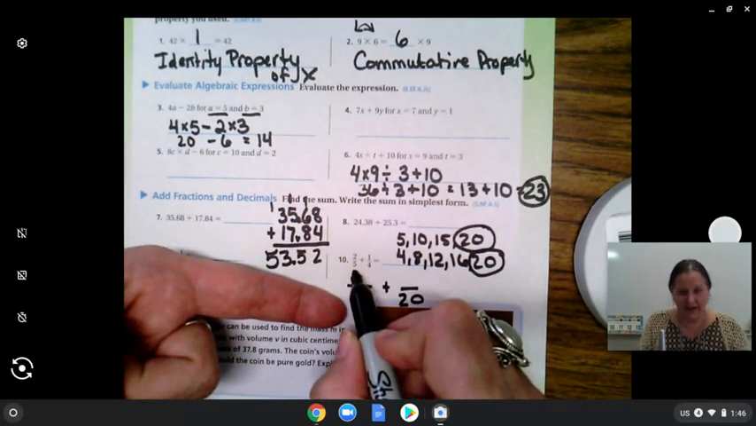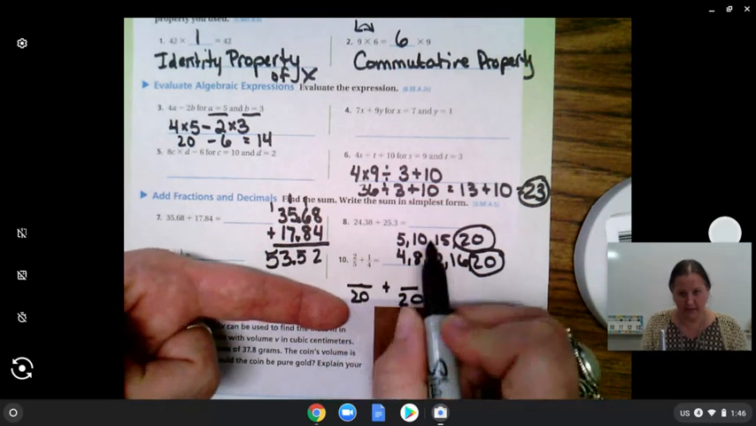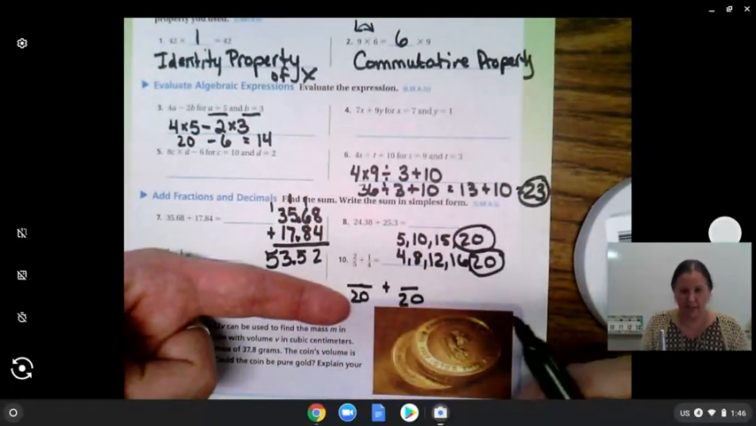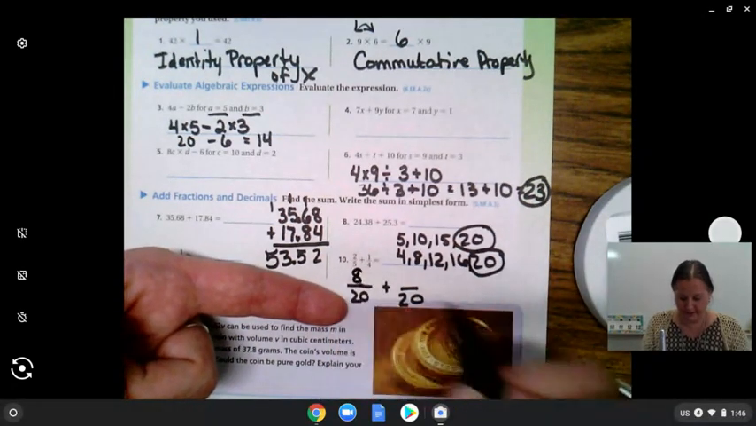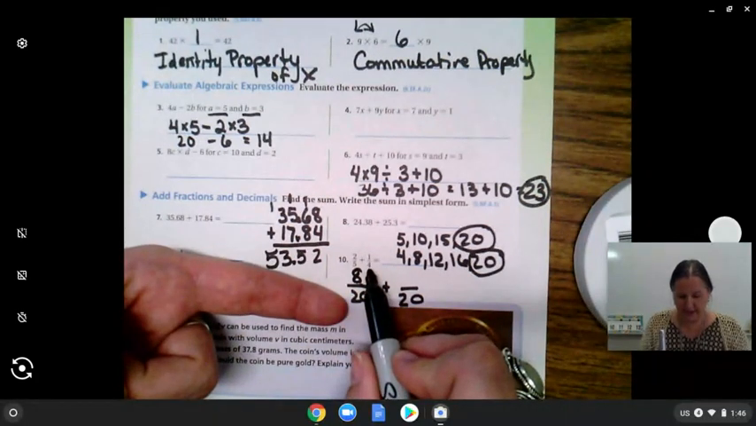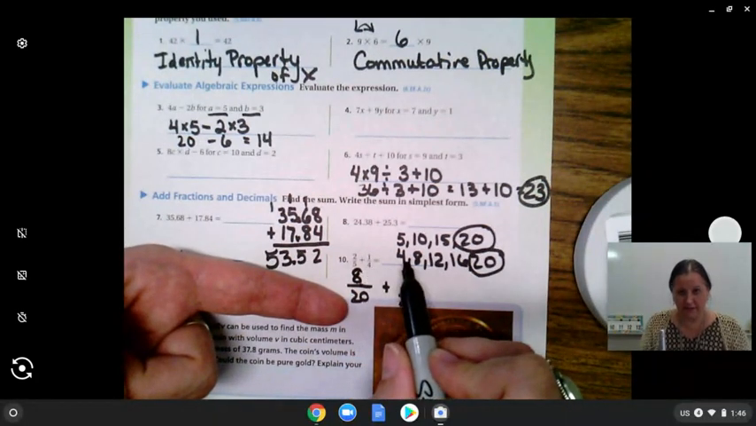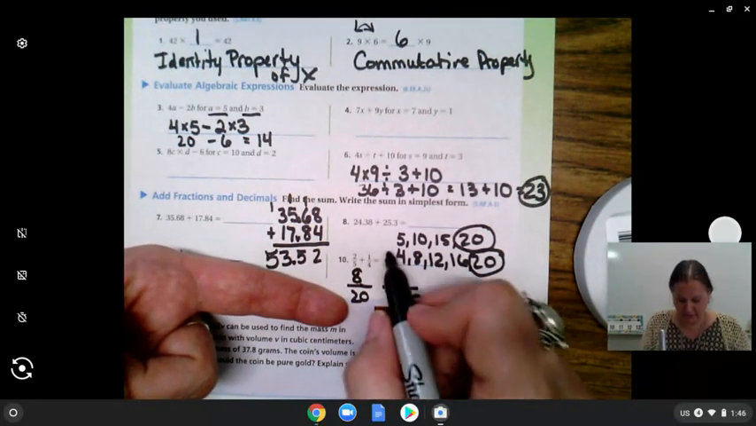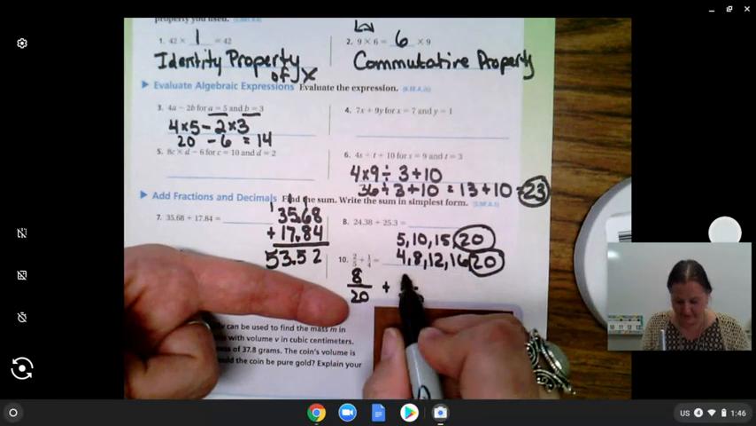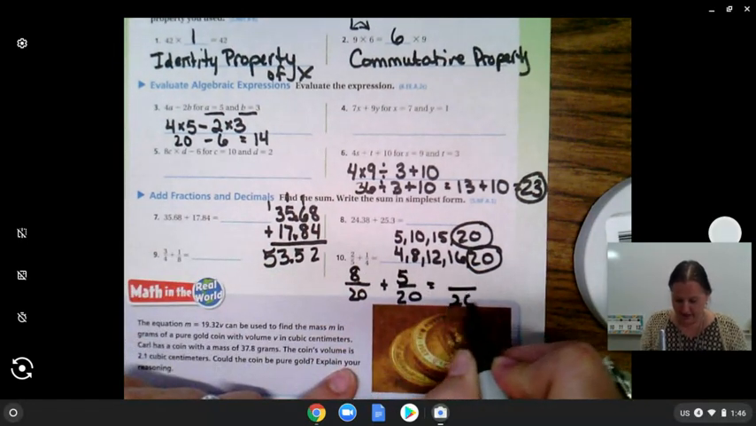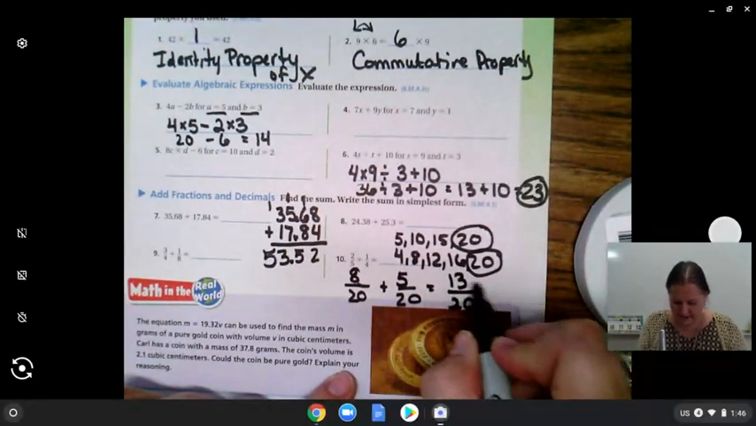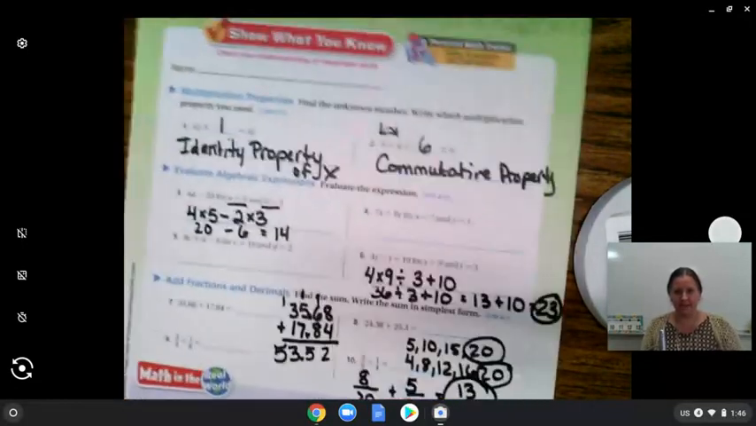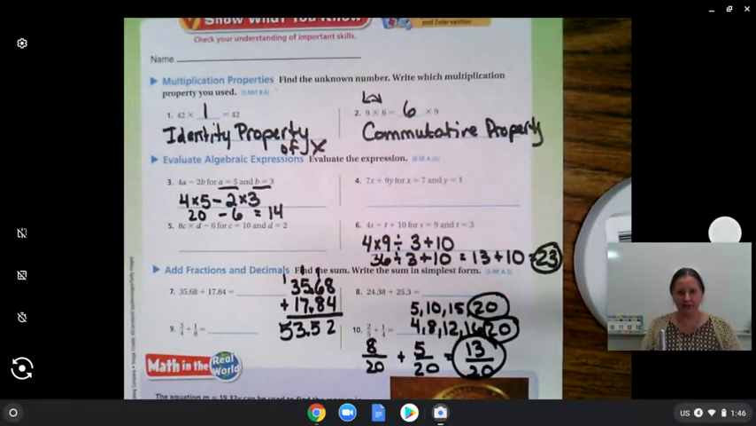I had to multiply 5 times 4 to get to 20. 1, 2, 3, 4 groups of 5. So I also have to multiply that top number by 4. 2 times 4 is 8. Down here, I had to change my 4 to a 20. I went to 5 times 4. 1, 2, 3, 4, 5. 5 times 4 is 20, so I have to multiply the top by 5. 1 times 5 is 5. Now I have a common denominator. 8 plus 5 is 13. 13/20.